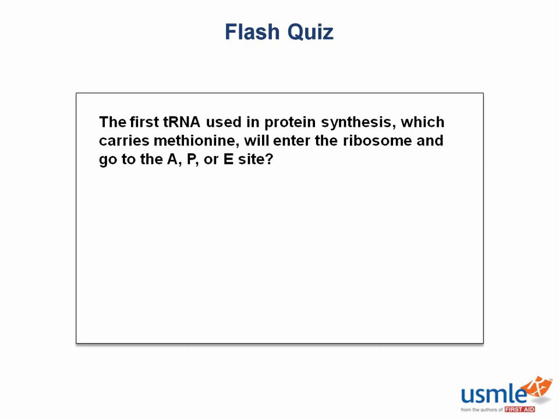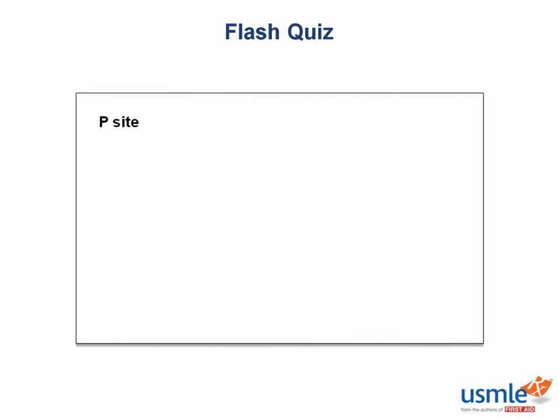The first tRNA used in protein synthesis, which carries methionine, will enter the ribosome and go to the A, P, or E site. The first tRNA will go to the P site, which is an exception, since all subsequent tRNAs will start in the A site, and only move to the P site after their amino acid has been added to the growing polypeptide.